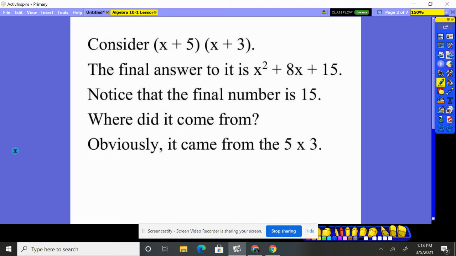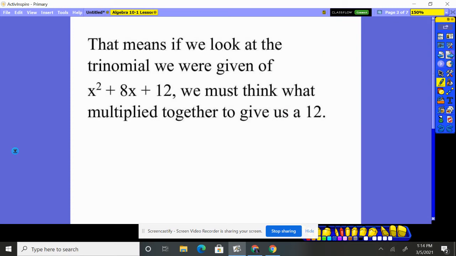So can we figure it out? Well, let's think about it for a minute. Let's think of x plus 5 times the quantity x plus 3. The final answer to that is x squared plus 8x plus 15. The key here is notice that the final number in that answer was a 15. So where did it come from? Well, it obviously came from when you did this number times that number. It gave you the 15. So that gives me a clue.